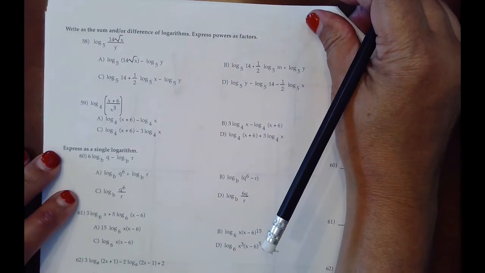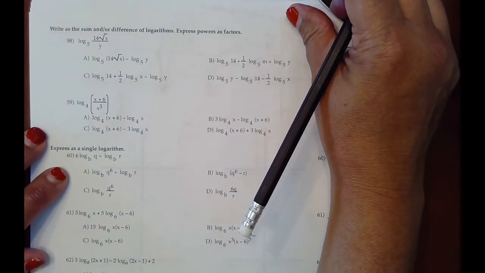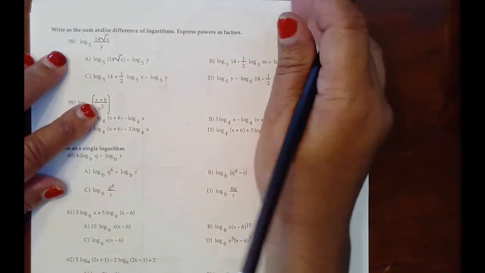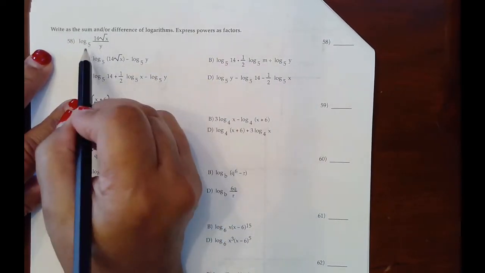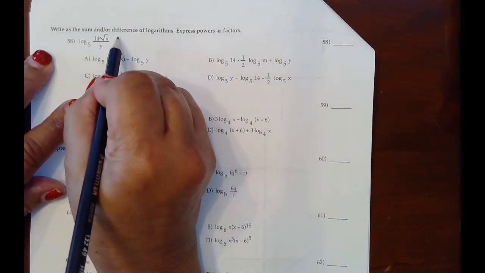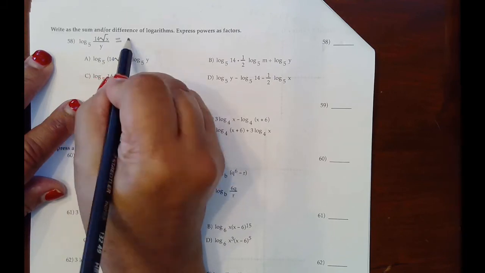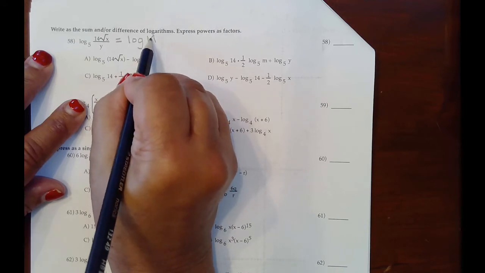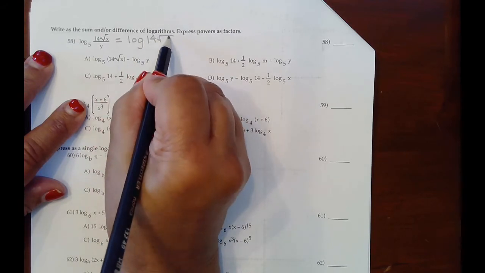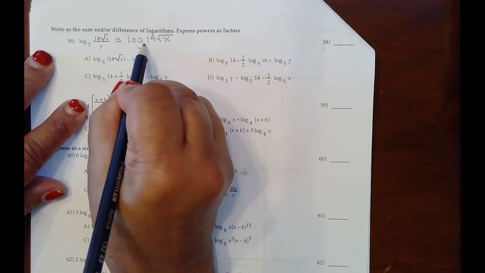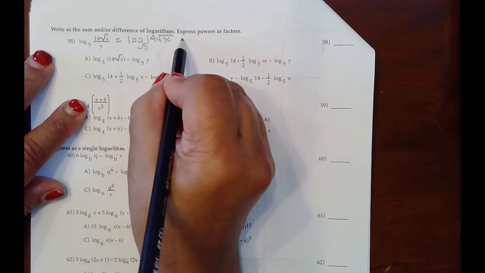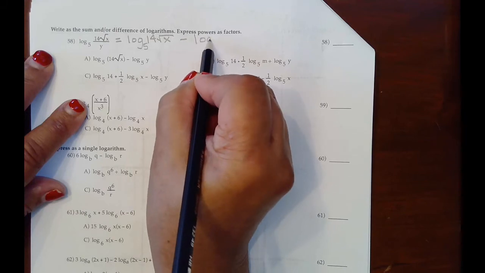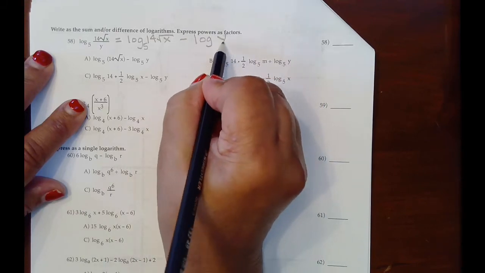Okay, moving on to 58. In problem 58, we have log of a quotient, and we can take that apart. This says write as a sum or a difference. If it's a quotient, it can be written as a difference. So this would be equal to log of the top, 14 times square root of x, base 5, minus log of y, base 5.